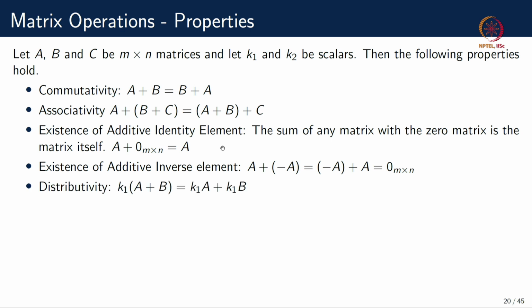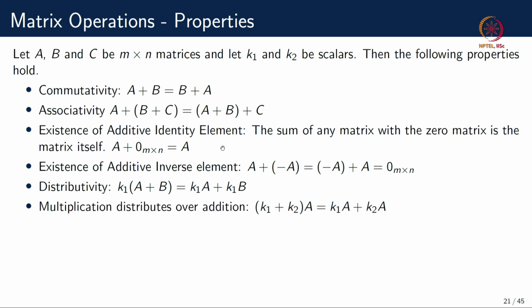Distributivity: K1 into A plus B in brackets is equal to K1 into A plus K1 into B. Scalar multiplication distributes over matrix addition, that means the scalar gets multiplied with all the other matrices. Multiplication also distributes over addition. So suppose K1 plus K2 is multiplied with matrix A, then it will be K1 into A plus K2 into A.